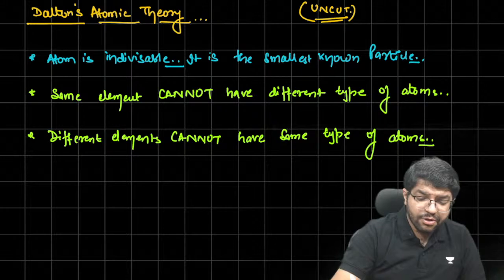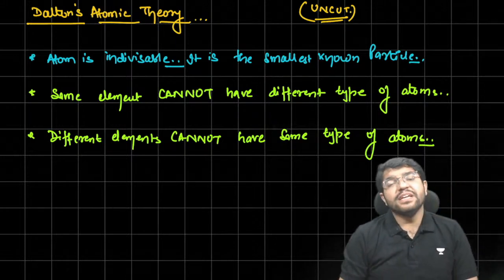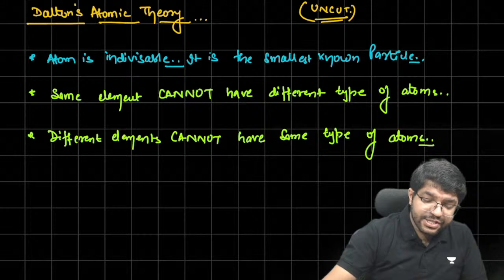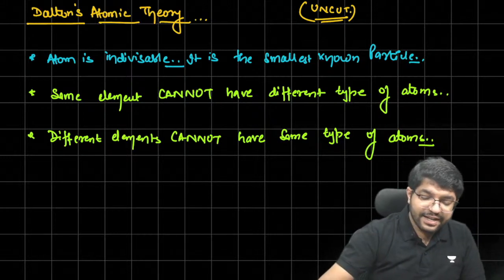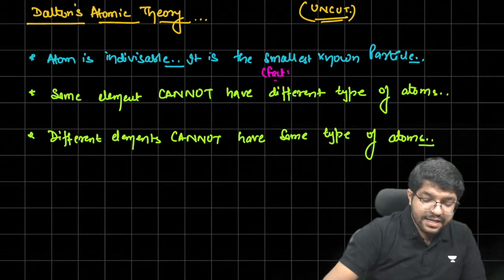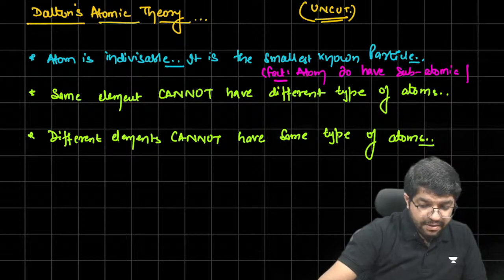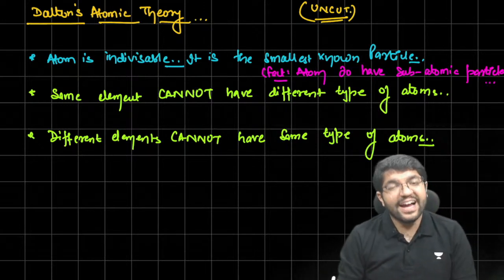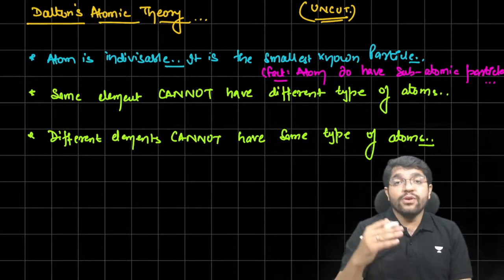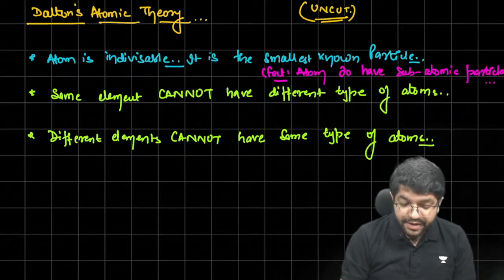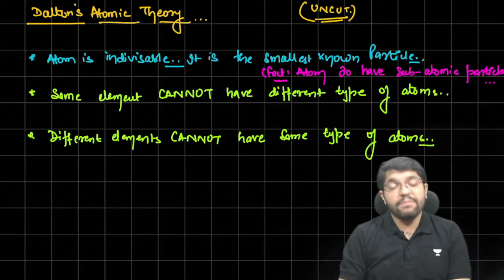Now to note here, atom is indivisible, it is the smallest known particle. That was actually abolished, with the fact now being that atom does have subatomic particles. Means this clause is no more valid. Protons, electrons, neutrons are the bare minimum subatomic particles that we talk about.